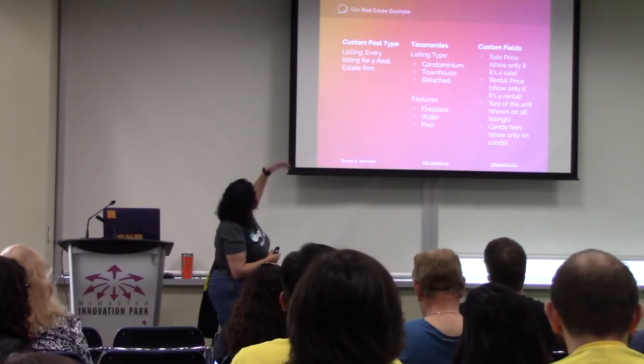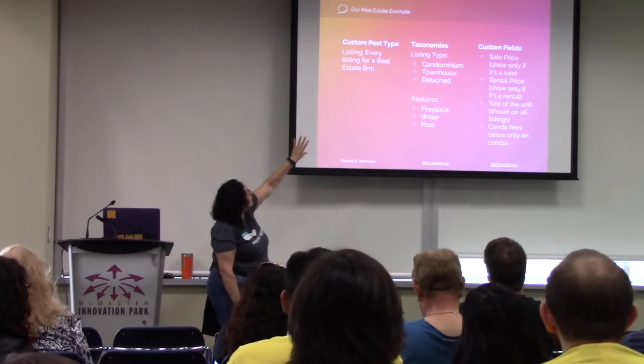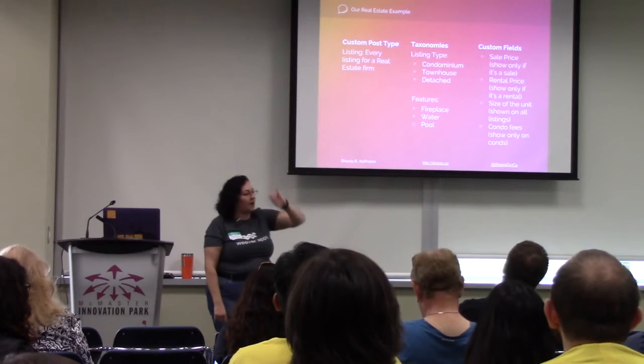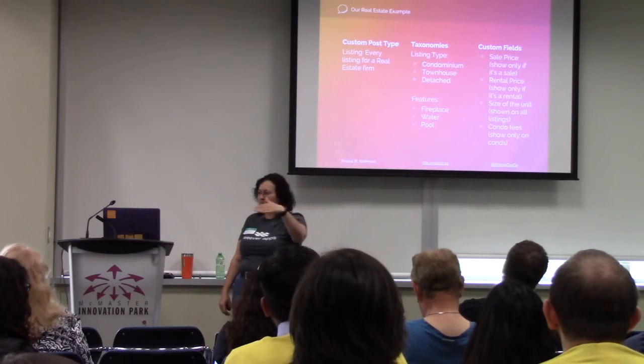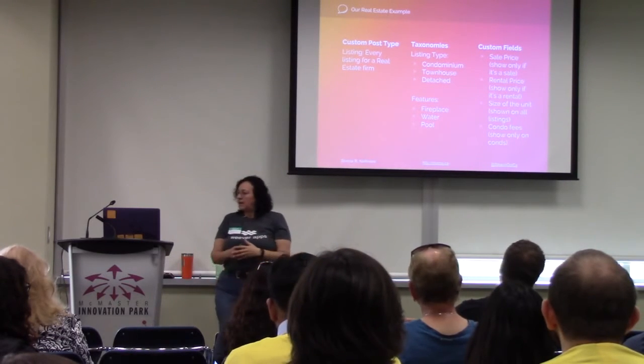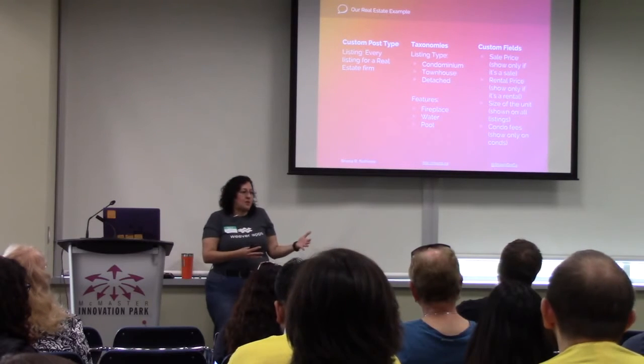So a real estate example, you have a custom post type. The listing is a listing for every real estate piece of information, okay? So that's the listing for the firm itself, okay?